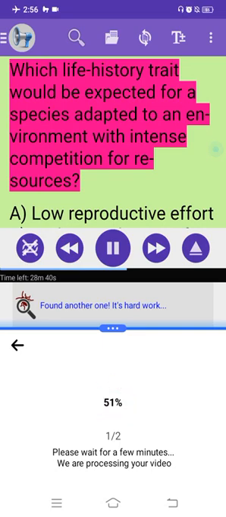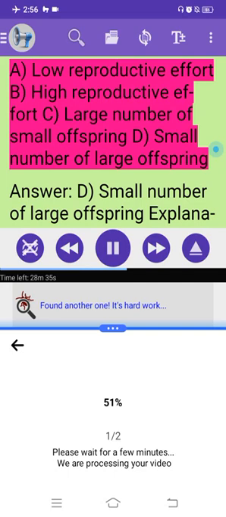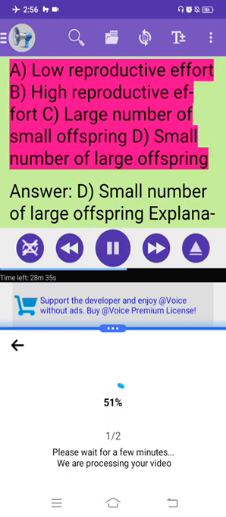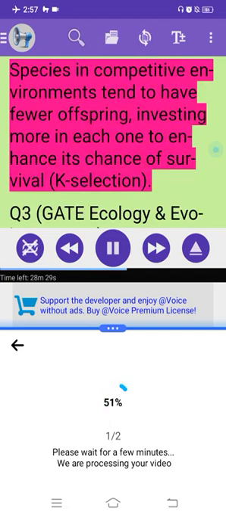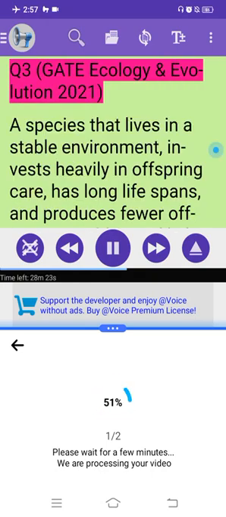Which life history trait would be expected for a species adapted to an environment with intense competition for resources? A. Low reproductive effort. B. High reproductive effort. C. Large number of small offspring. D. Small number of large offspring. Answer: D. Small number of large offspring. Explanation: Species in competitive environments tend to have fewer offspring, investing more in each one to enhance its chance of survival. K selection. Q3, GATE Ecology and Evolution 2021.